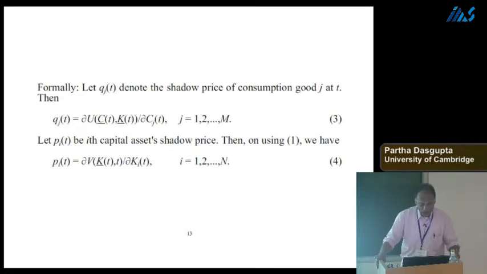So I have a whole bunch of shadow prices of the consumption goods. These are obvious: del U, del C's. And then I define my capital asset shadow prices as del V, del K_i's. Okay? I'll need a little bit of work to show that I can do this.